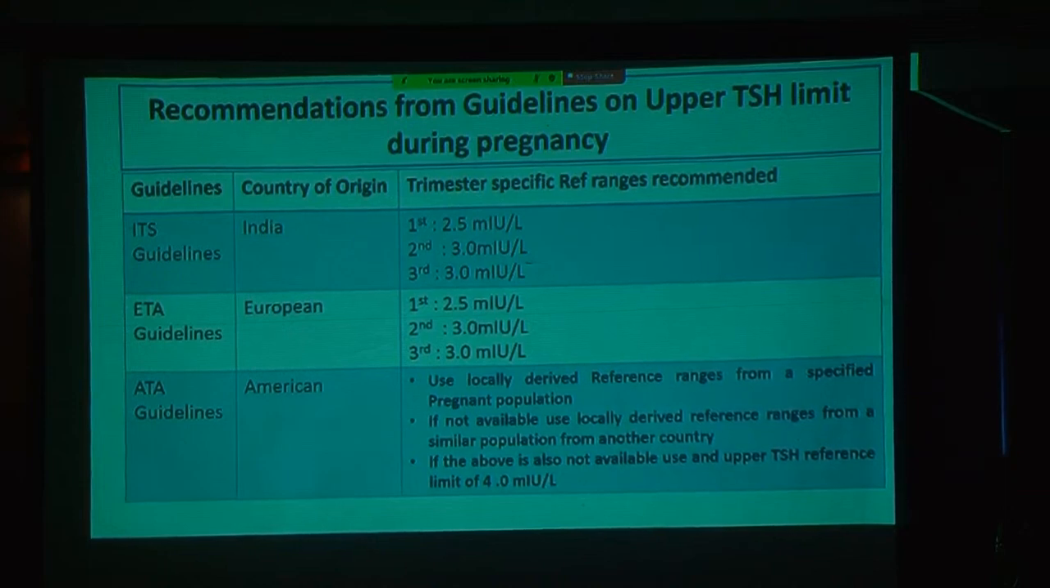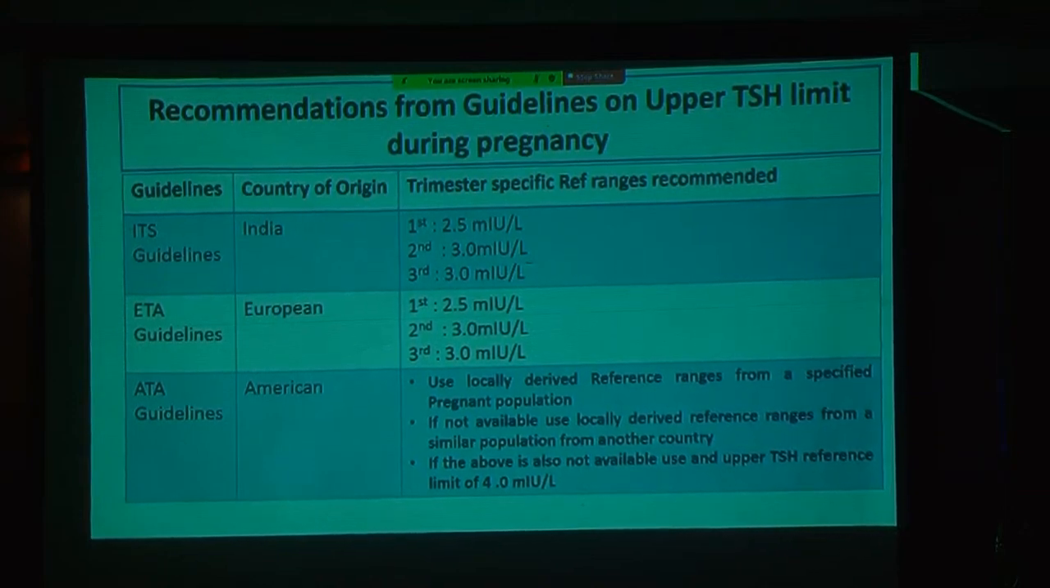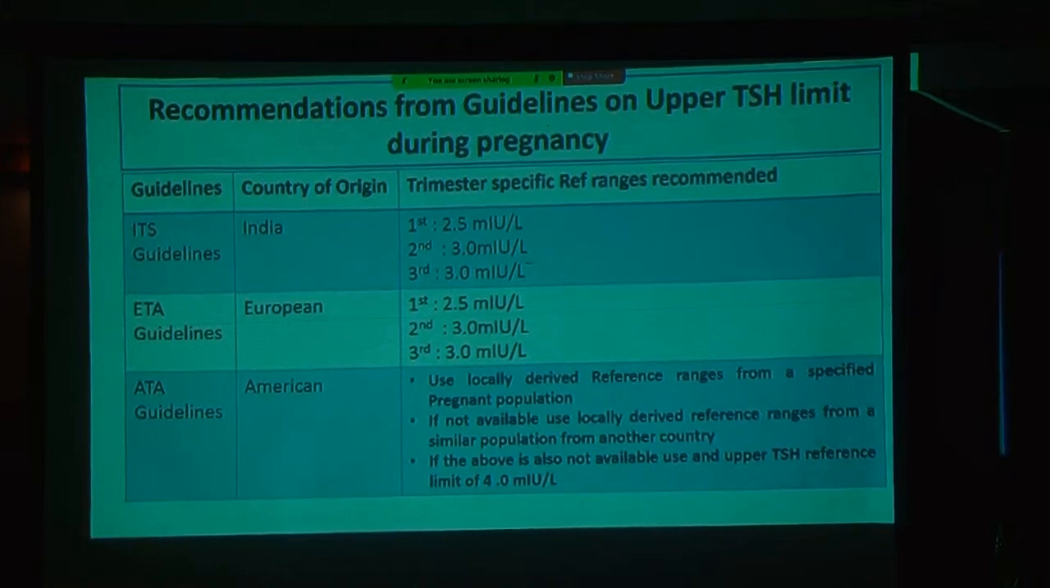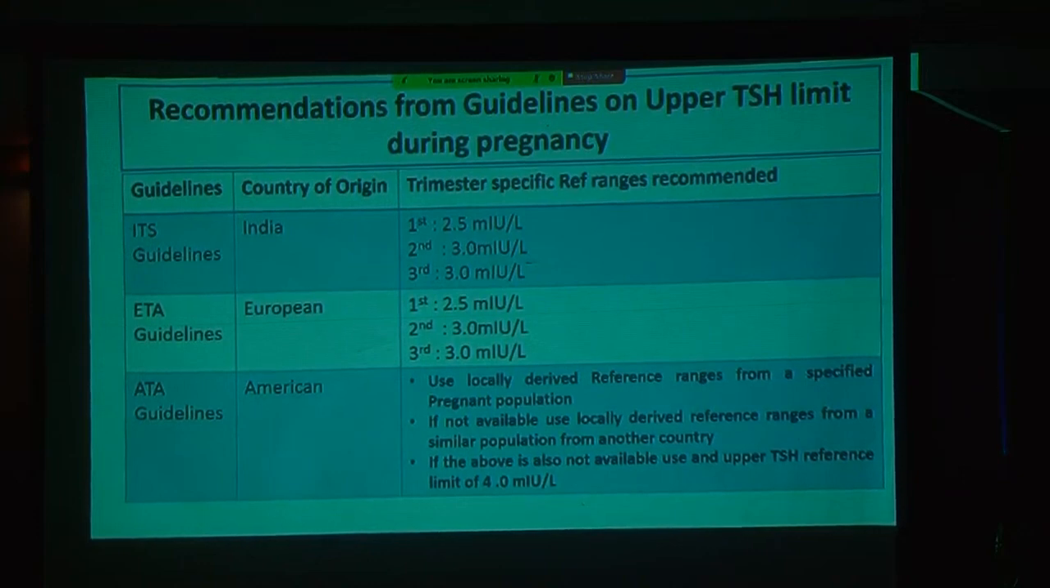If you are not getting a localized reference range, the upper limit of the cutoff is 4. That is what the American Thyroid Association is giving, 4. But what the Indian guidelines say is to keep it at 2.5, 3, 3. Even in Gujarat and some other places in India, they have taken their own criteria, like the American guidelines, based on the prevalence of thyroid hormones. Okay.